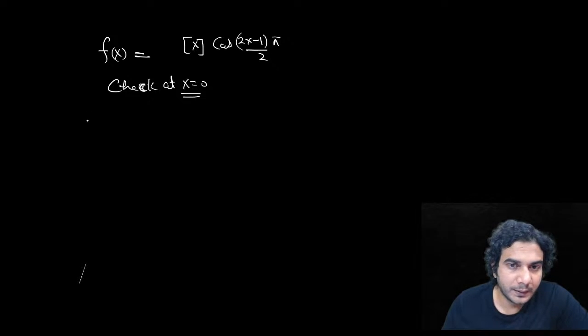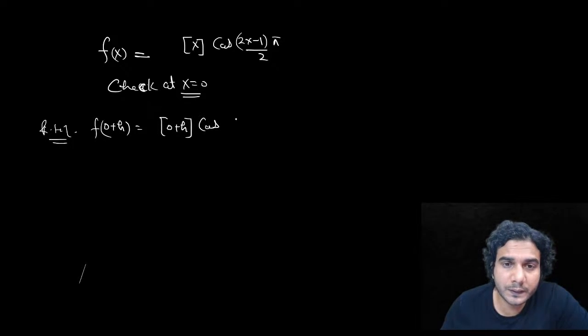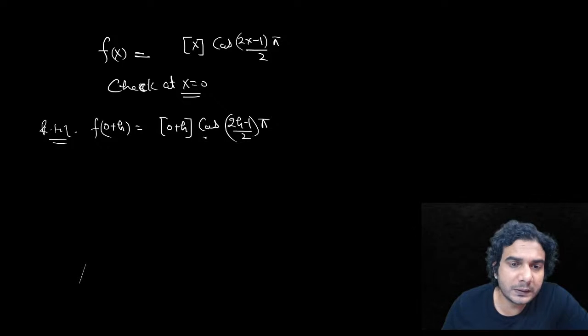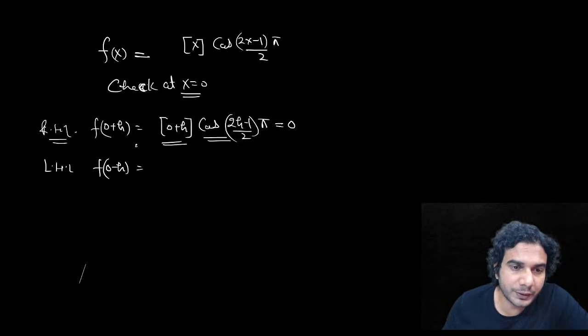Getting anything? If you check RHL, then yes, it is continuous. Good. So it's 0 plus h. The greatest integer of 0 plus h is exact 0, right? And cos of, if you put 0 plus h in this, it is going to be (2h minus 1) divided by 2 into pi. This is also approaching 0, and this is exact 0, so it is going to be exact 0. If you find LHL, then it is 0 minus h approaching 0.